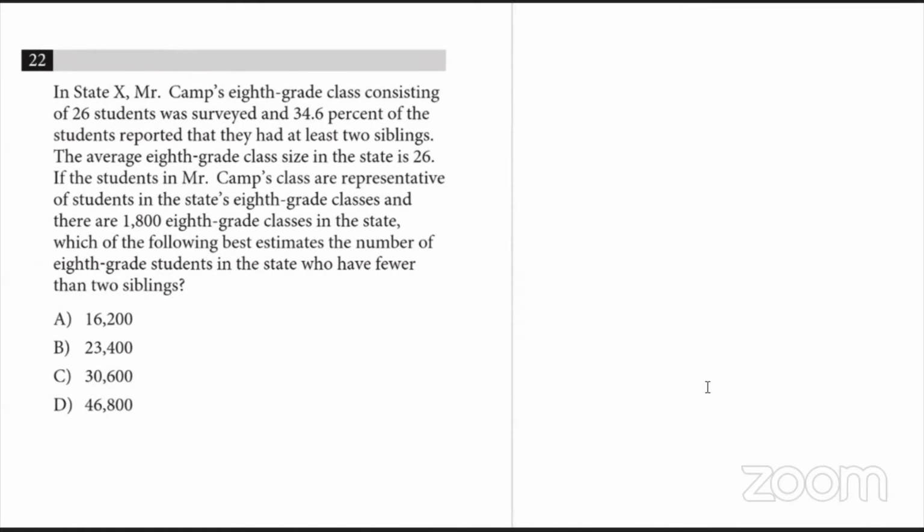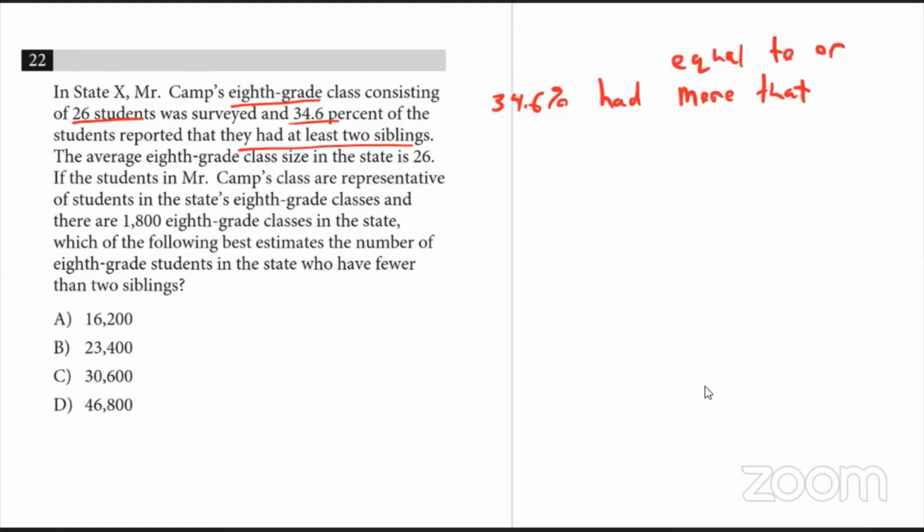So an 8th grade class with 26 students was surveyed, 34.6% of them had at least 2 siblings. So the at least is a little deceptive. So we'll say 34.6% had equal to or greater than, right? It had at least. It could have had 2 siblings, or it could have had more than 2 siblings.